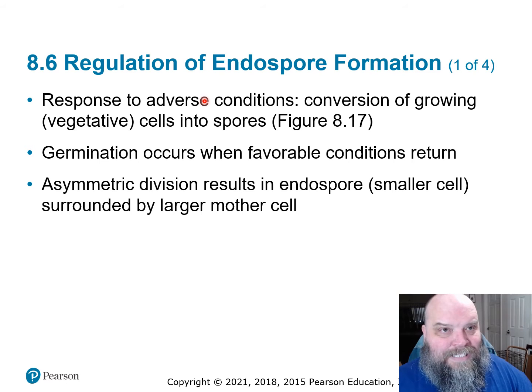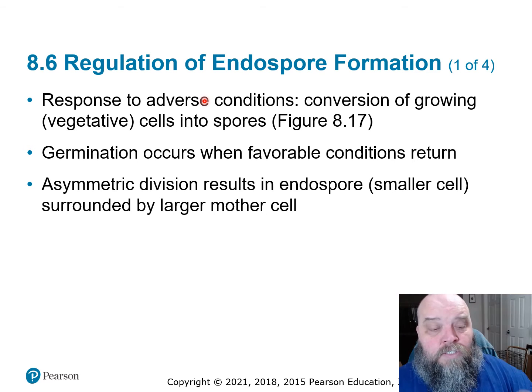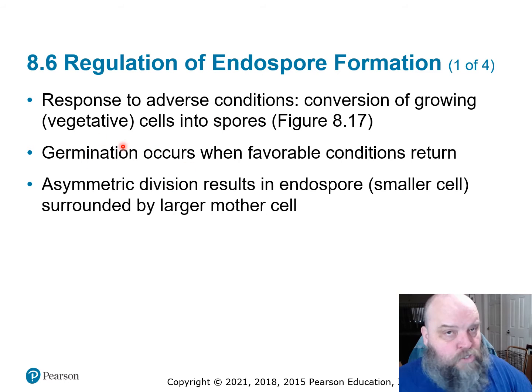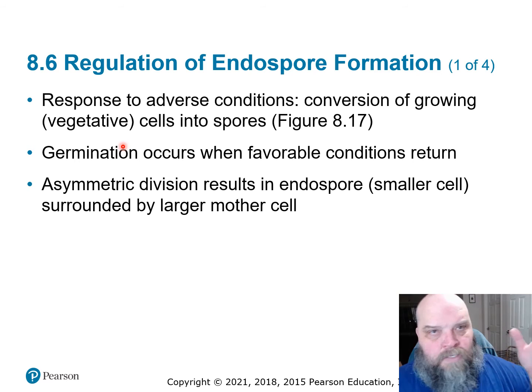Once whatever that environmental stimulus was, lack of this, over accumulation of that, once that changes, then germination will occur. The endospore will open and out comes a vegetative cell again, which will start up all the stuff we've talked about in sections 1 through 5.